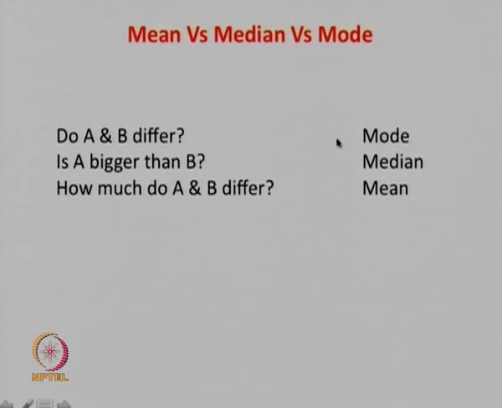And you can report mode as this value, but in the example that I took, there is no mode to report. Second thing is whether A is bigger than B, in that case median might be a good way to look at it. Okay.